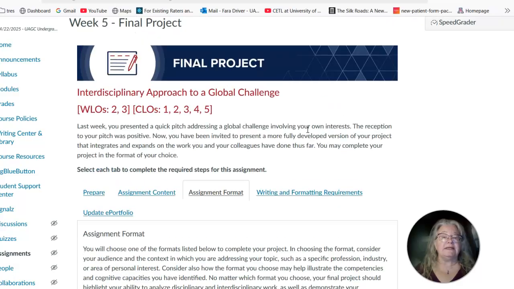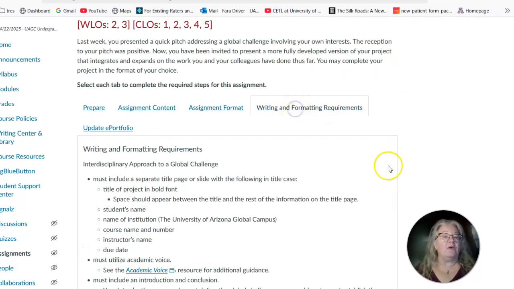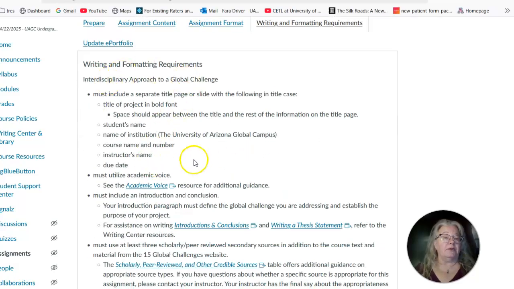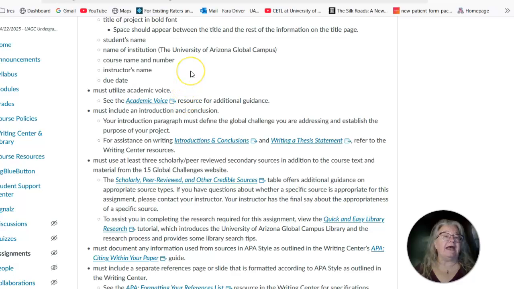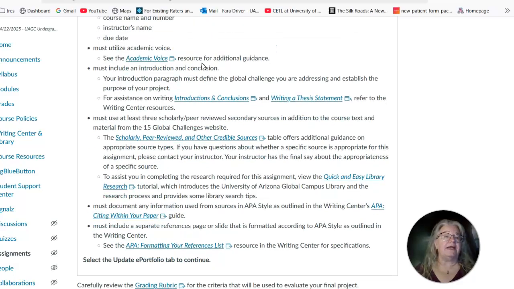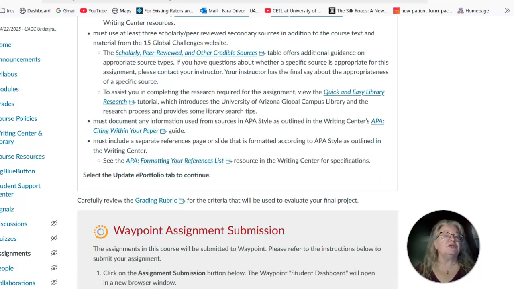And then last but not least, the writing and formatting requirements, depending on what format you use. No matter which form you use, it's going to have your appropriate APA title page. You must use academic voice. You must include an introduction and conclusion. You must use at least 3 scholarly peer-reviewed secondary sources, as well as the course text and material from the 15 Global Challenges website. So you're going to have at least 5 sources, if not more.